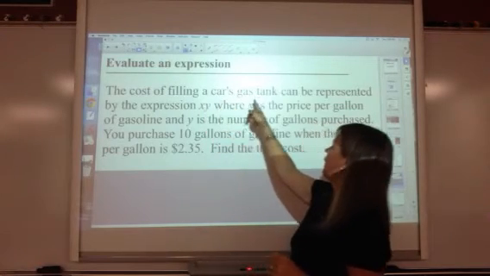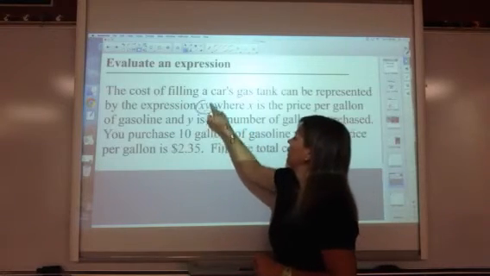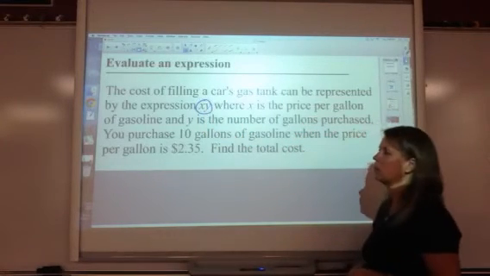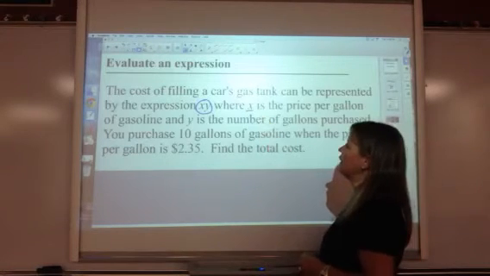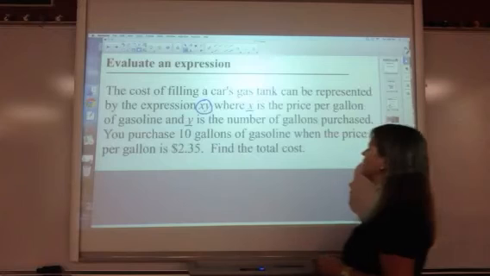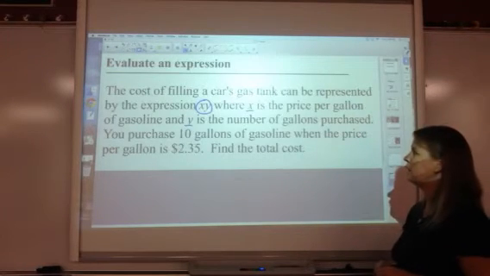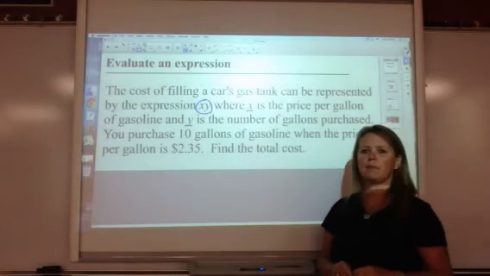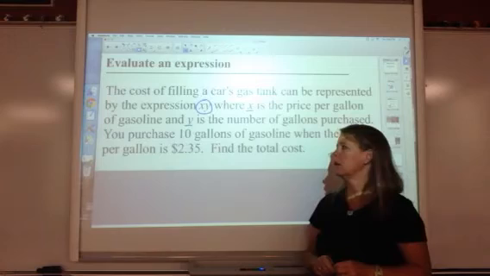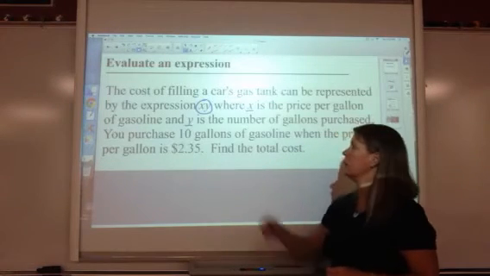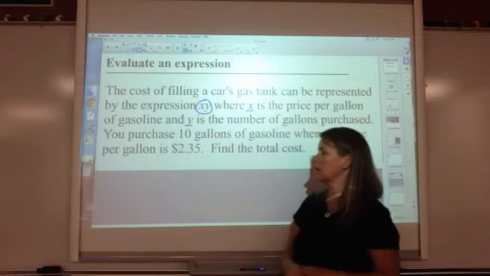The cost of filling a car's gas tank can be represented by the expression XY, which we know now is X times Y, where X is the price per gallon of gasoline and Y is the number of gallons purchased. You purchase 10 gallons of gasoline when the price per gallon is $2.25. Find the total cost. Notice we have an algebraic expression up here. It's not an equation, not an equal sign.